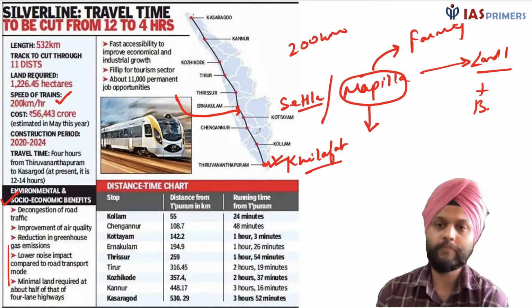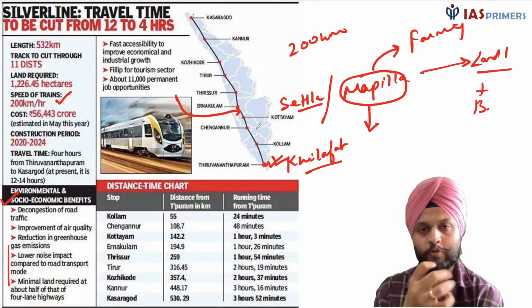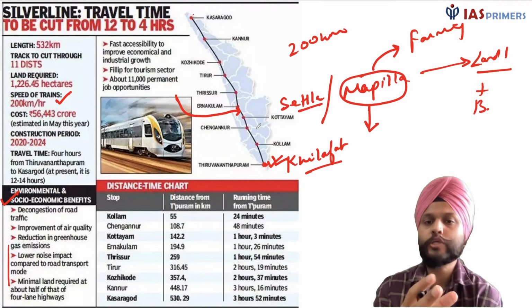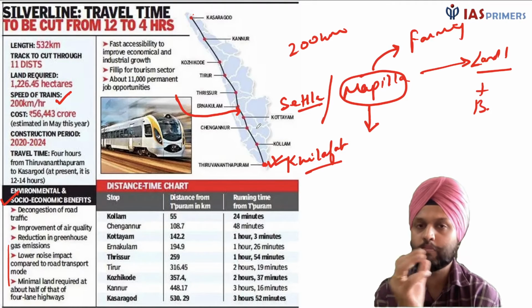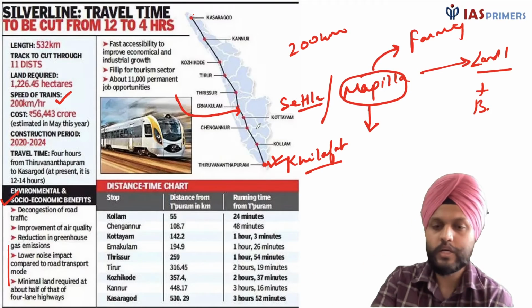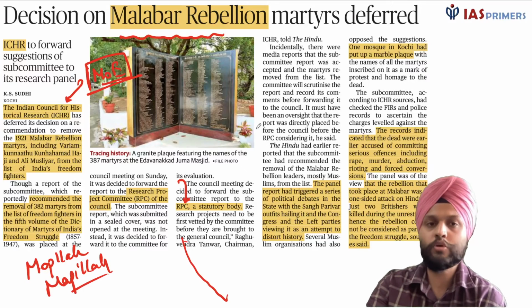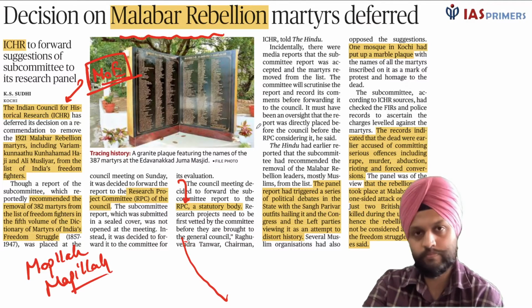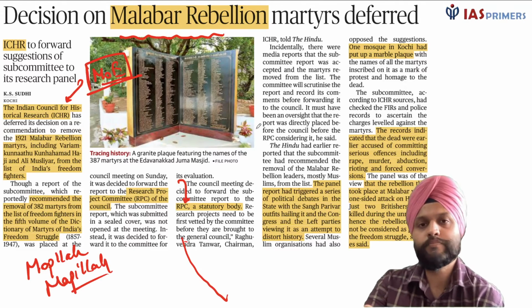Clear? So this is it. Now obviously this had a communal tinge. It was an agrarian issue which turned communal. Temples etc. were attacked. These people were accused of abductions etc. So therefore there is a controversy: should they be given the status of martyr? Should it be considered as a rebellion against the British Raj?